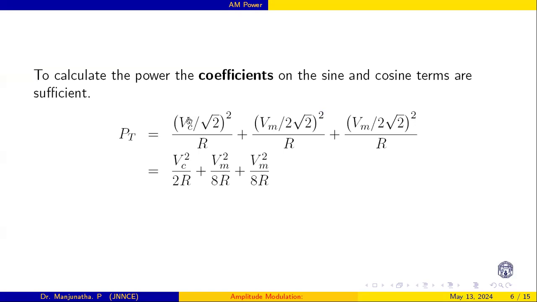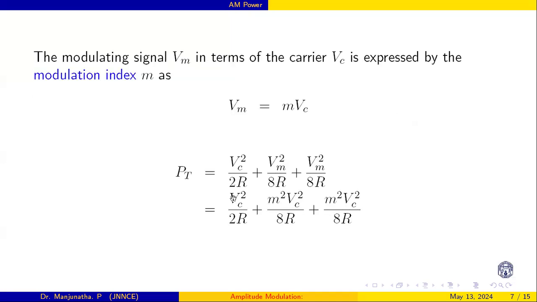That is Vc divided by root 2 whole square by R, plus Vm by 2 root 2 whole square by R, plus Vm by 2 root 2 whole square by R. On simplification: Vc square by 2R, Vm square by 8R, since 2 squared is 4 and 4 into 2 is 8R, plus Vm square by 8R. This contains the carrier power, and these are the message signal terms.